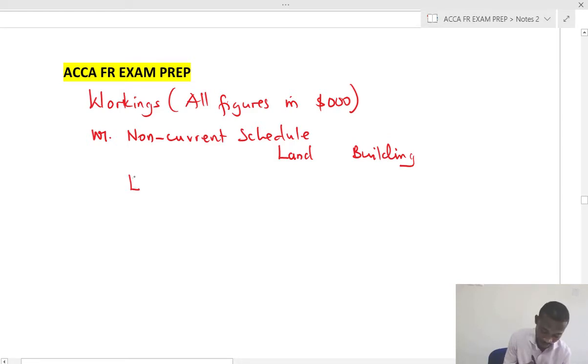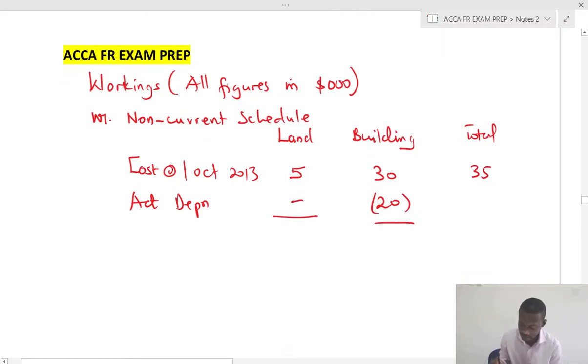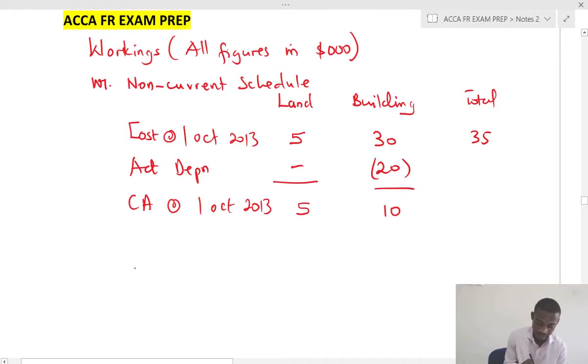So cost at 1st October 2013, the land was 5, the building will be 30, so that the total would give you 35. And we had accumulated depreciation, which I gave to be 20. So the carrying amount, of course, the land is not depreciated. So the carrying amount as at 1st October 2013 for the land is 5, for the building is 10. Now the revaluation, so we leave a line in between and say the revalued amount.